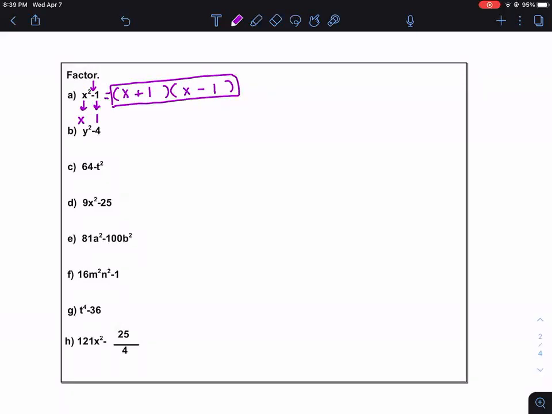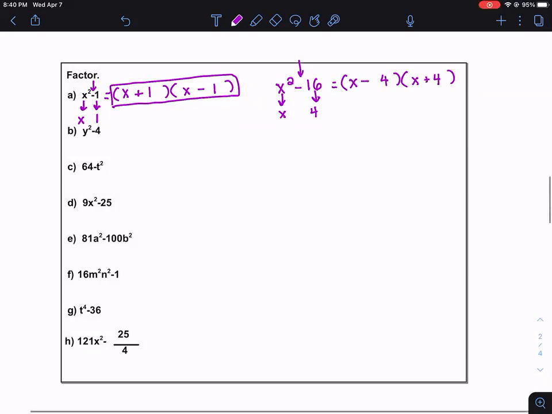I want to do another similar one to the one I just did. So let me do this one for you guys. Let's say I had x squared minus 16. Well, again, I have a minus, so there's my implied difference. I have x squared, which is a perfect square, and I have 16, which is a perfect square. So this will factor into the same binomial. One is plus, one is minus. The order does not matter.